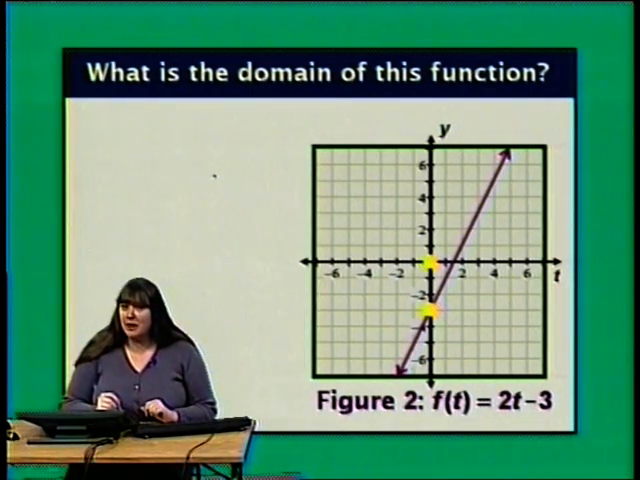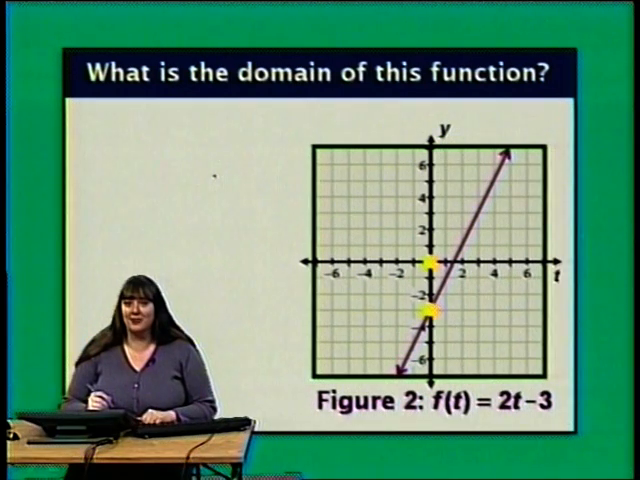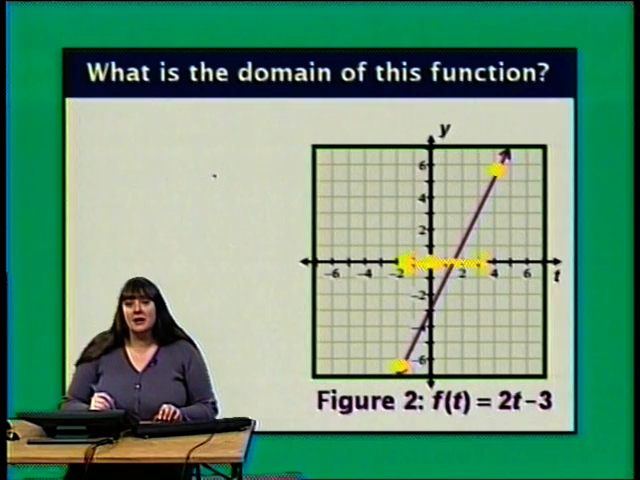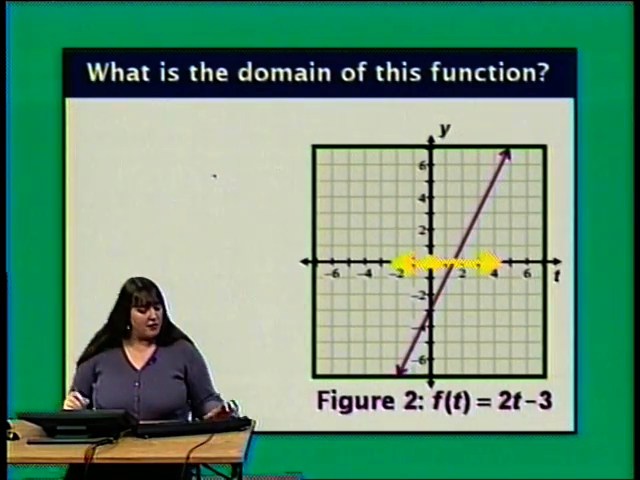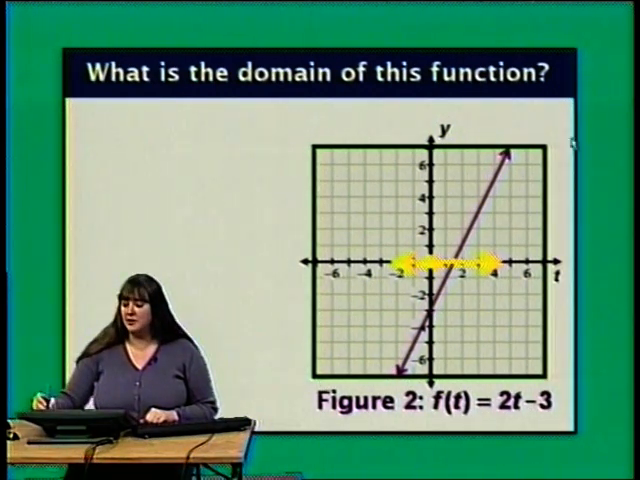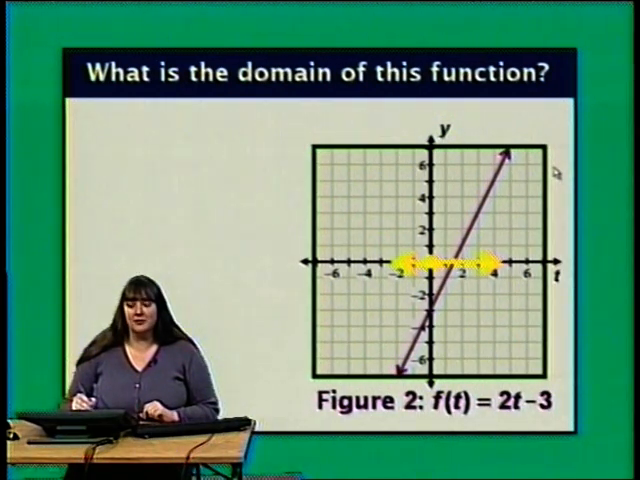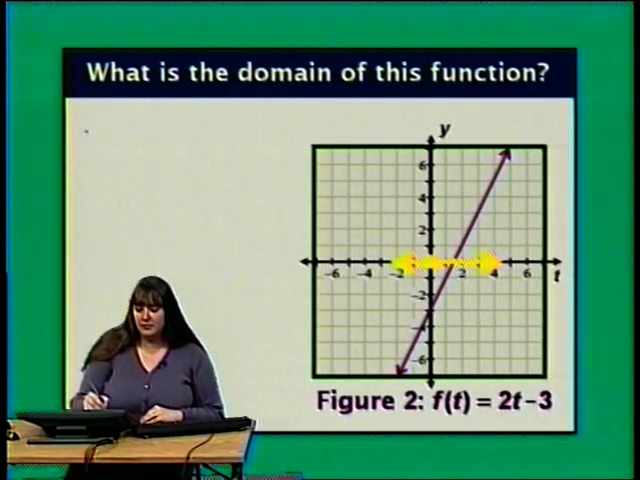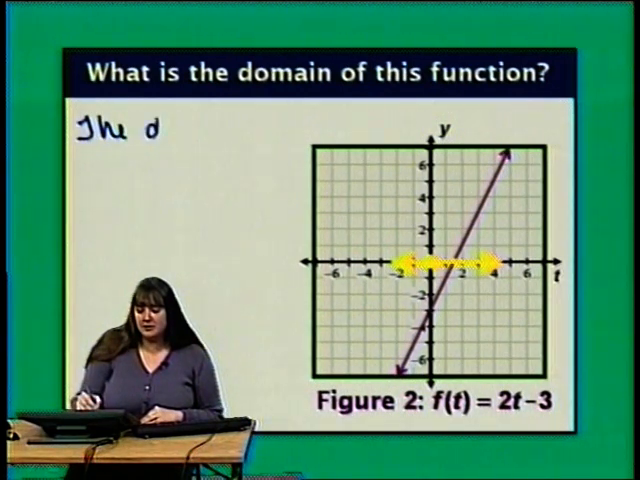Well, thinking about the domain, I'm looking for the first coordinates. In this case, since the horizontal axis is labeled with t, I'm looking for all of the possible t coordinates. So I'm going to move out to both the right and the left on the graph. And when I do that, I see I'm picking up these x coordinates. The arrows at the end of the graph indicate that the graph keeps going on and on forever to the left and on forever to the right. So I get all real values of t. So the domain is all real numbers.